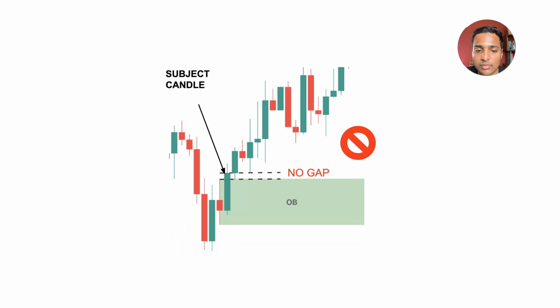In this example, you can see we have the subject candle, but there's no gap between the top wick of the left neighboring red candle and the bottom wick of the right neighboring green candle, and therefore we have no imbalance. And so we would be less likely to look for entries in this example.